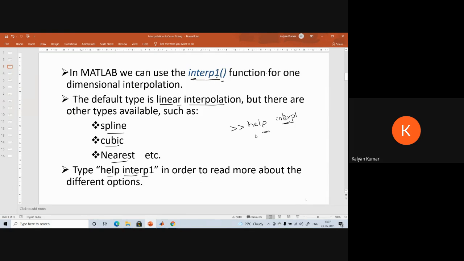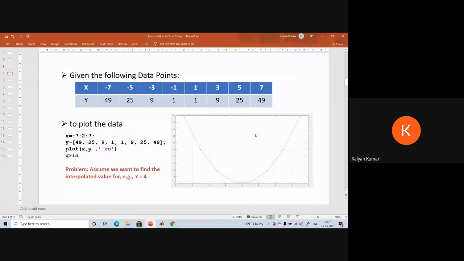To understand interpolation in a better manner, let's take one example. Here I am taking two sets of data. One set I am taking as X, the other set as Y. The X values are -7, -5, -3, -1, 1, 3, 5, 7. And Y values are 49, 25, 9, 1, 1, 9, 25, 49. If you see this data, we measured the quantities after every +2 value. So the X value is incremented by 2 every time, and we have measured the corresponding Y values.